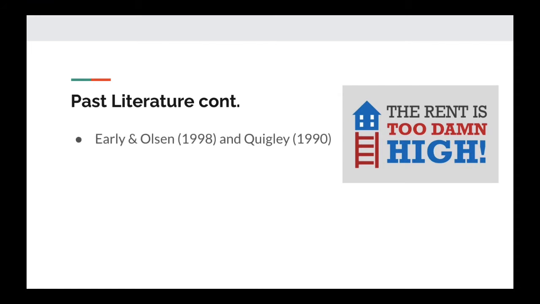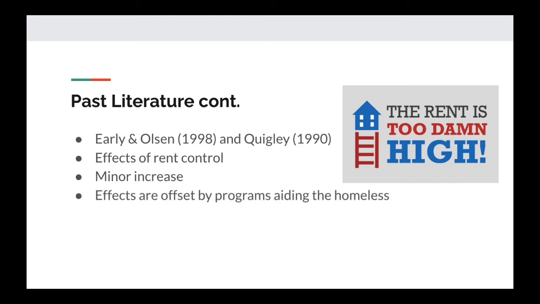Next up, we have Early and Olson and Quigley. These two papers both focus on the effects that rent control has on homelessness. This is a very popular topic when discussing homelessness and the causes of homelessness. It's believed that rent control causes less favorable apartments. It's going to cause the supply to go down, which is going to ultimately provide less homes for those who need it. Their work, however, has shown that there was a minor increase due to rent control, and these effects are offset by programs aimed at aiding the homeless.